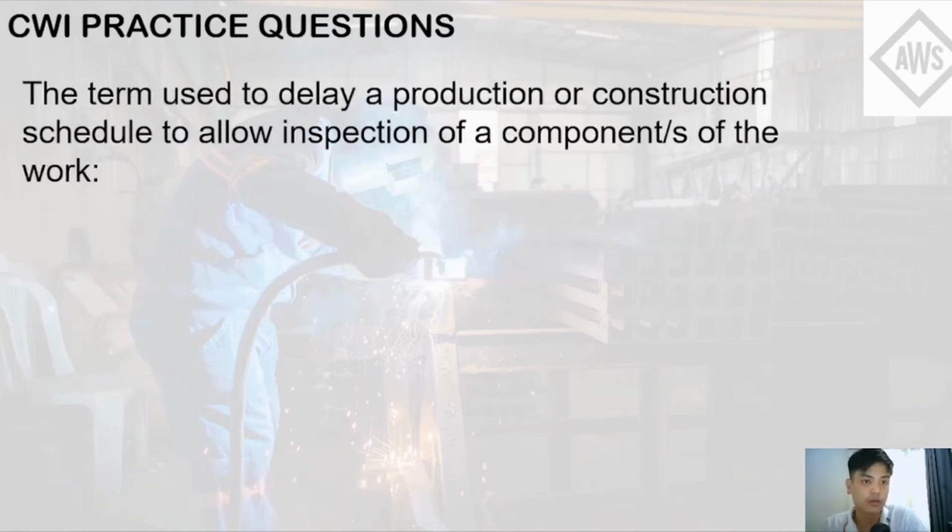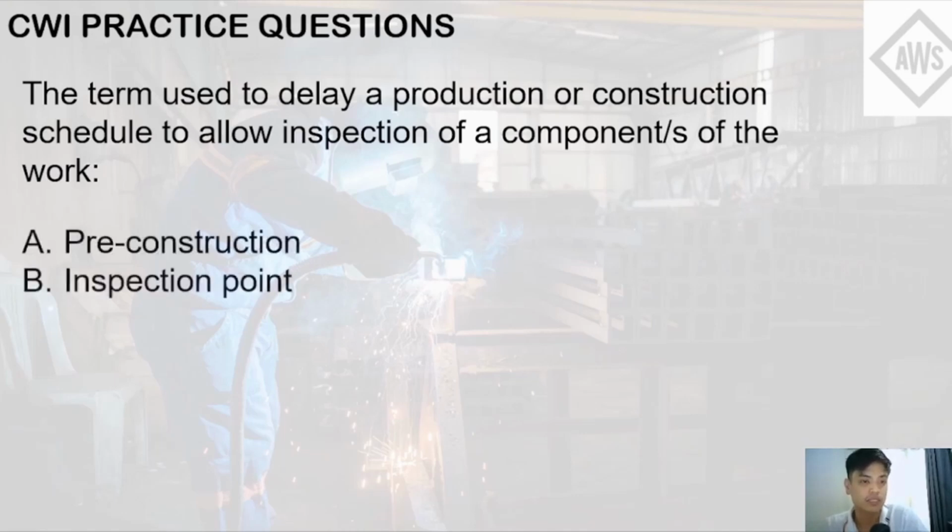Next question. The term used to delay a production or construction schedule to allow inspection of a component or components of the work. So basically, this term is indicated in the inspection test plan. So letter A, pre-construction. B, inspection point. C, witness. D, hold point.